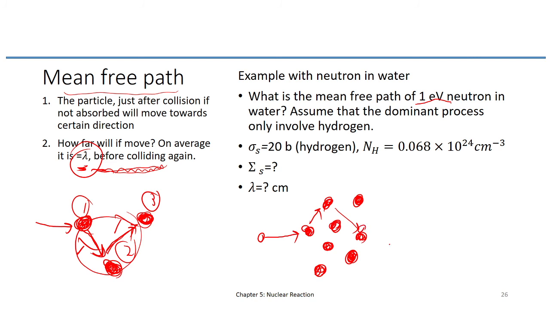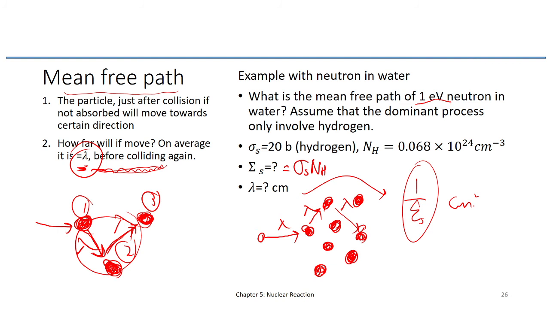So what is lambda in this case? You have to find the sigma. Sigma s times n, and lambda is the reciprocal of sigma. So you will get that in centimeter, not centimeter square. In centimeter, which is the distance.